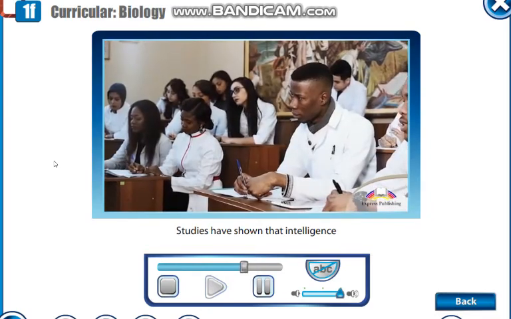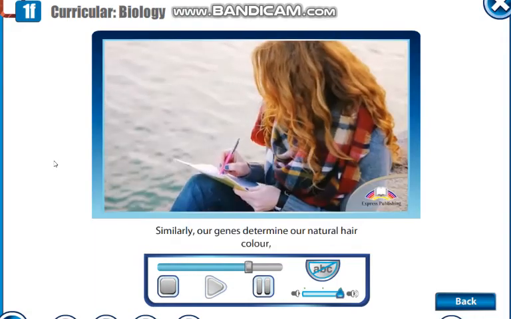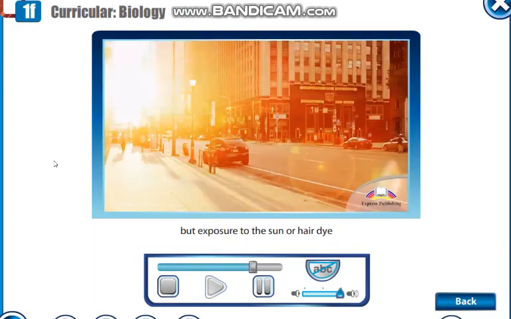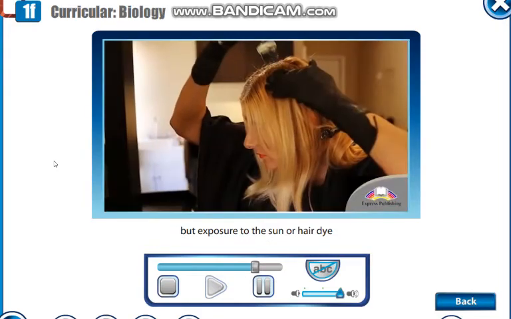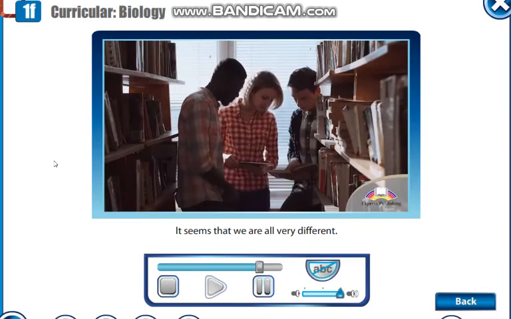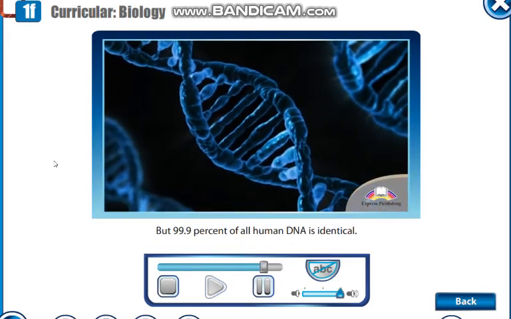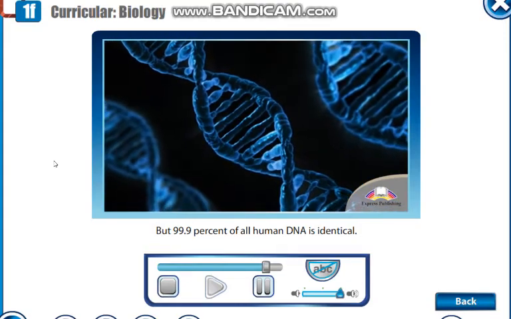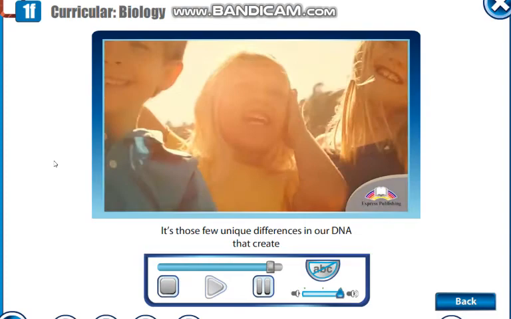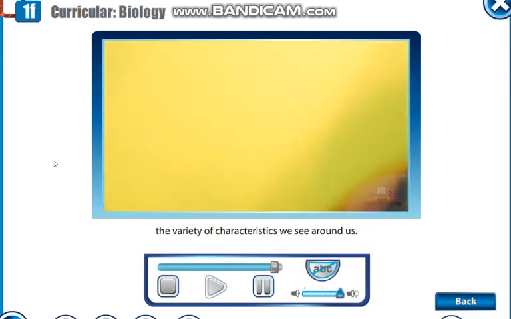Studies have shown that intelligence is partly inherited and partly learned. Similarly, our genes determine our natural hair colour, but exposure to the sun or hair dye can easily change that colour. It seems that we are all very different, but 99.9% of all human DNA is identical. It's those few unique differences in our DNA that create the variety of characteristics we see around us.